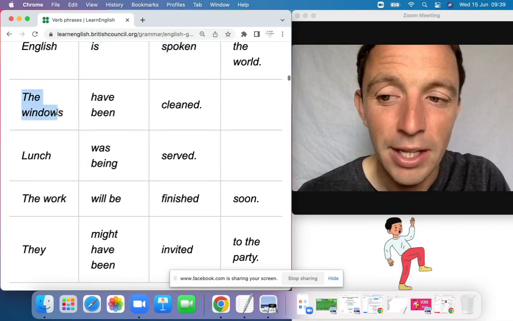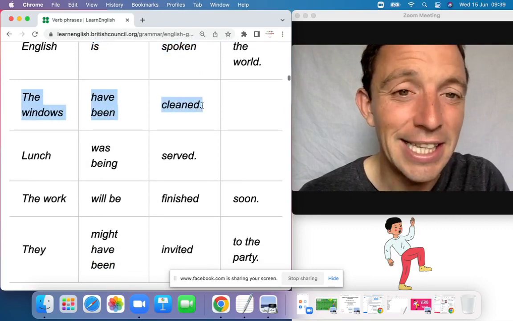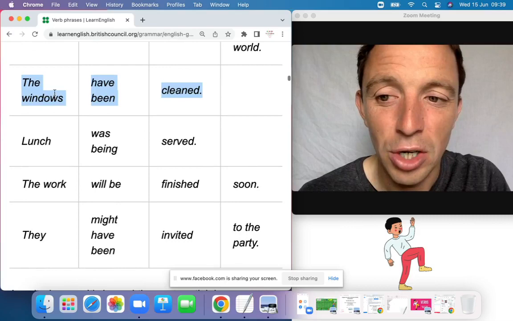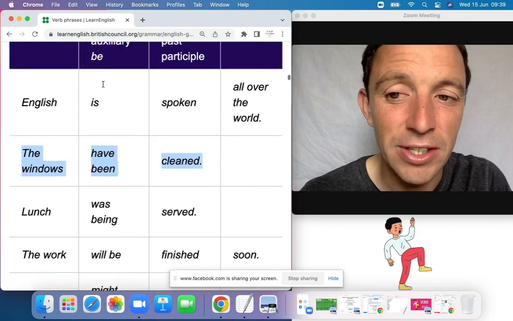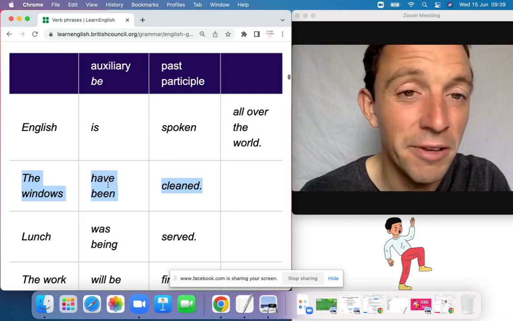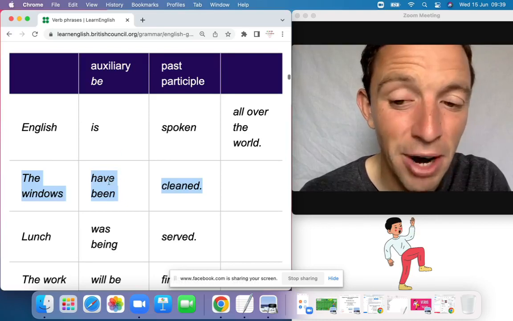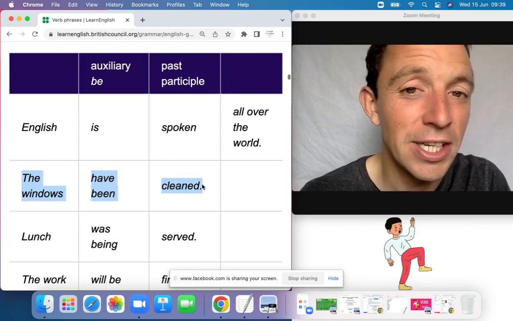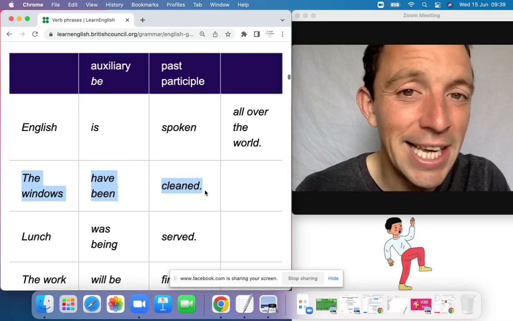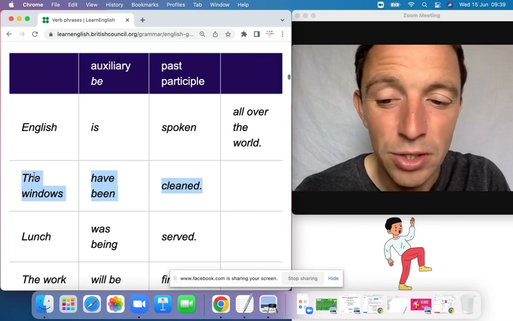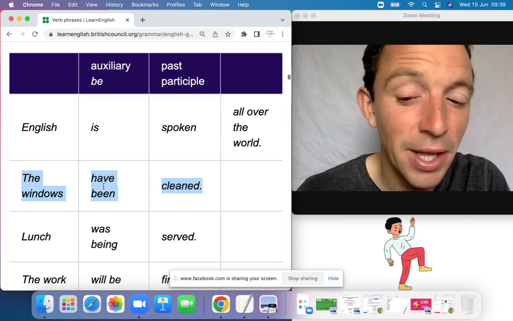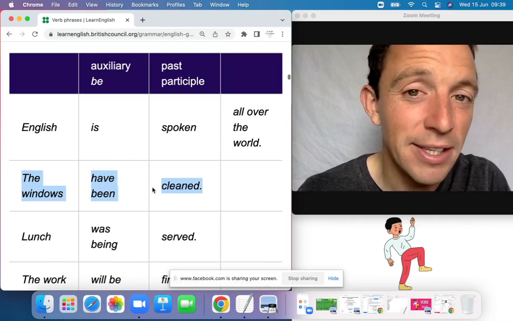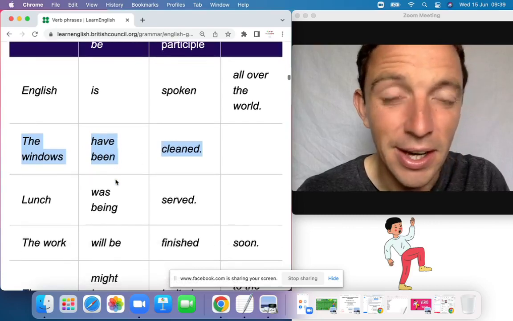Next, the windows have been cleaned. So the windows is probably the subject, have been is considered the auxiliary of the verb to be in the present perfect, and cleaned is considered the main verb in the ed in the past participle. So the windows have been cleaned again. This is called the passive, and it's the present perfect of the passive, I think.